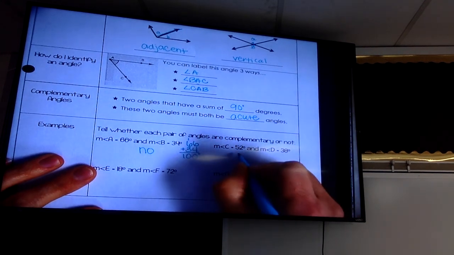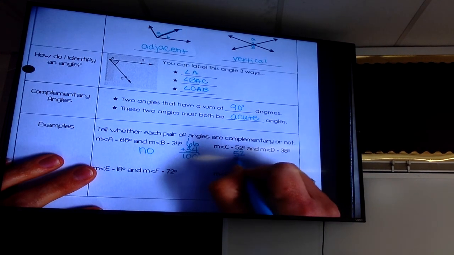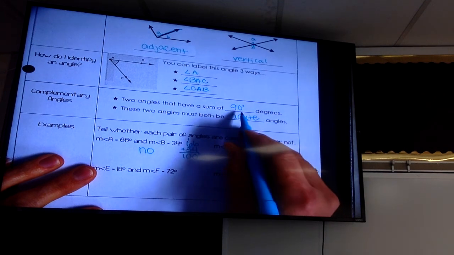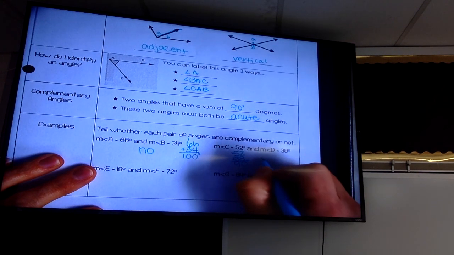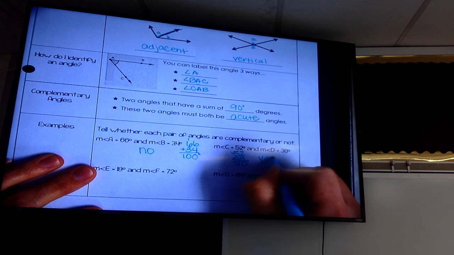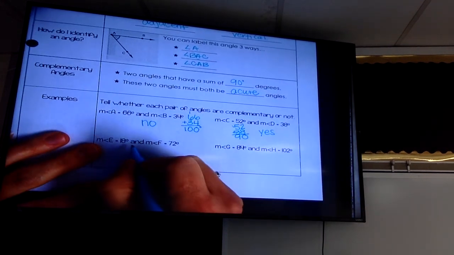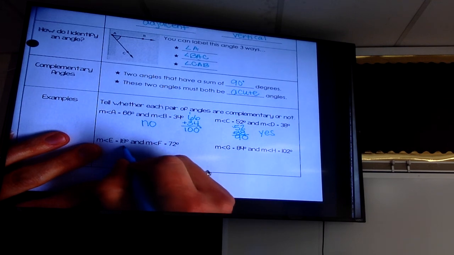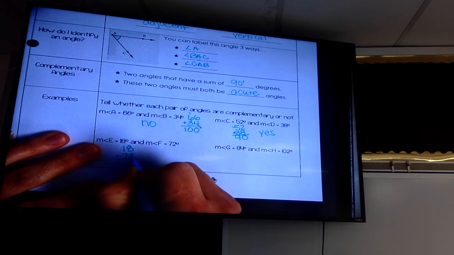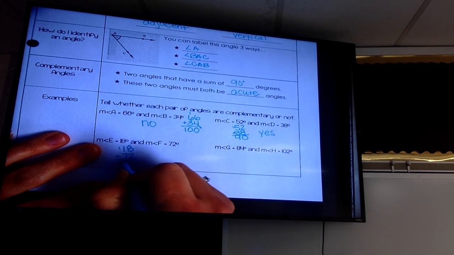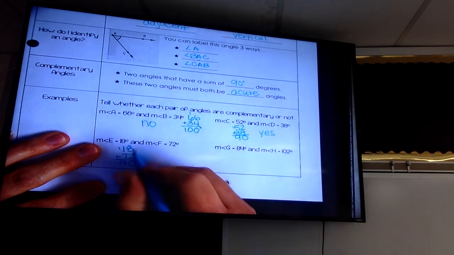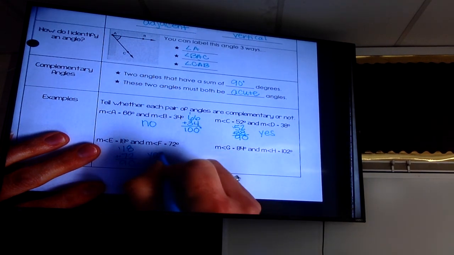I'm going to try it again, 52 and 38. So 52 and 38. Again, simple addition. Oh, 90. That sounds right, because remember, there are two angles that add up to 90 degrees. So I would say yes, 52 and 38 are complementary angles. Measure of angle E is 18, and the measure of angle F is 72. So I'm going to add them together and see what I get. Oh, I got 90, and remember, 90 degrees is a complementary angle. So again, I would write yes.